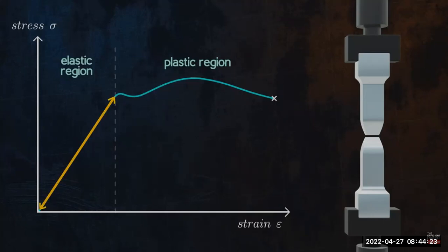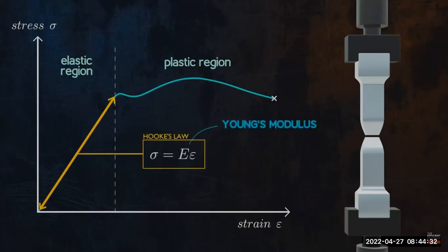This means the strain is proportional to the applied stress. Hooke's law gives us the relationship between stress and strain in this linear elastic region. The ratio between stress and strain is Young's modulus, also called the modulus of elasticity, which we denote with the letter E. It has the same units as stress, so PSI in US customary units and pascals in SI units. We can also measure Young's modulus as the gradient of the slope in the elastic region. Young's modulus is essentially a measure of how stiff a material is.